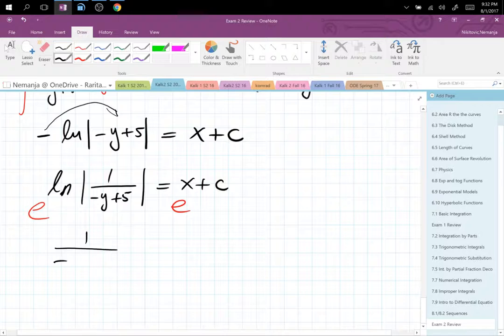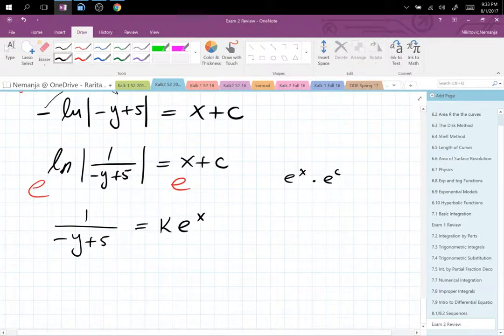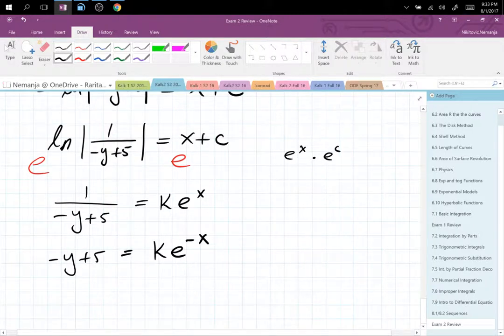And we have 1 over negative y plus 5 is equal to, remember that this is e to the x times e to the c. So you can call it k e to the x if you want to. All you need to do is get this y alone. So minus y plus 5 is equal to k e to the negative x, because now we're flipping both sides. So this e to the x will be in the denominator. When you bring it up, it picks up a negative exponent.